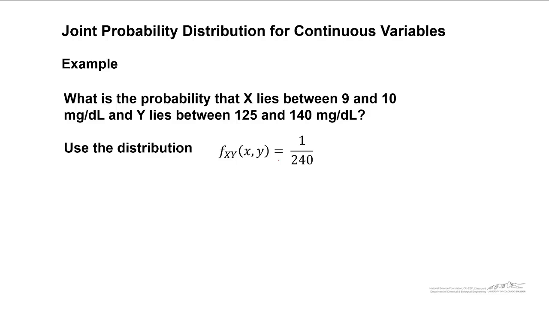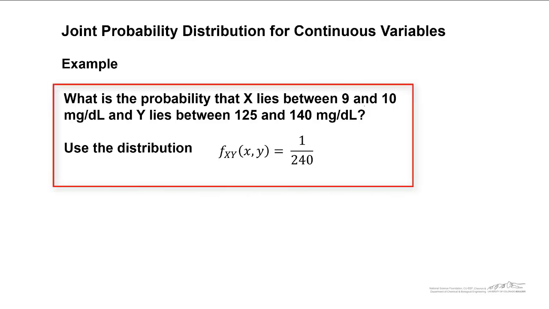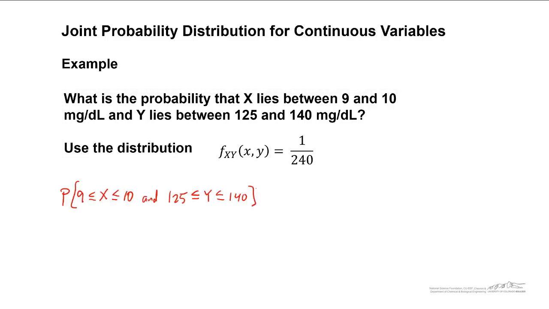Let's look at another example. We can calculate probabilities, and probabilities we can also get from the double integration. What is the probability that x lies between 9 and 10 and y lies between 125 and 140? In other words, what we're trying to find is this probability that x lies between 9 and 10 and y lies between 125 and 140.